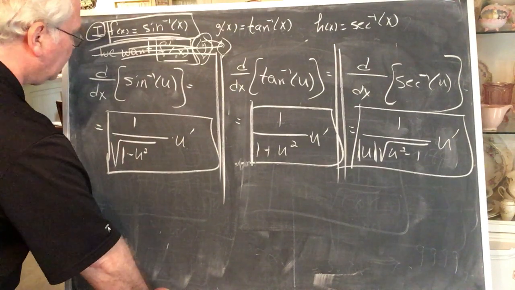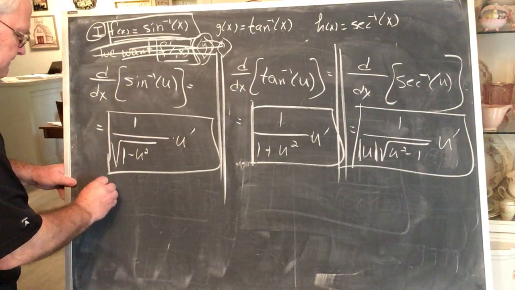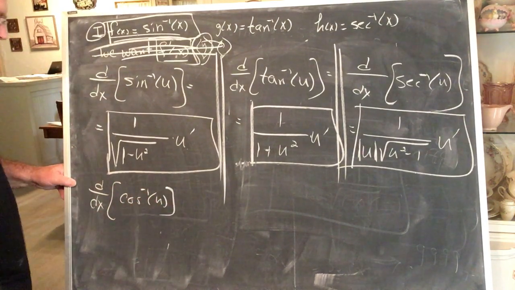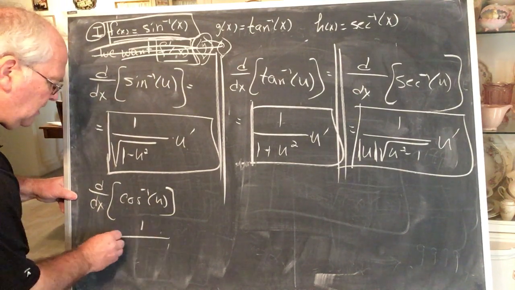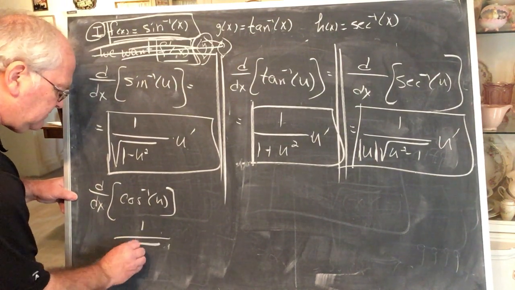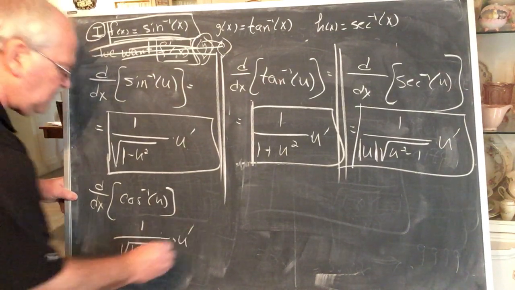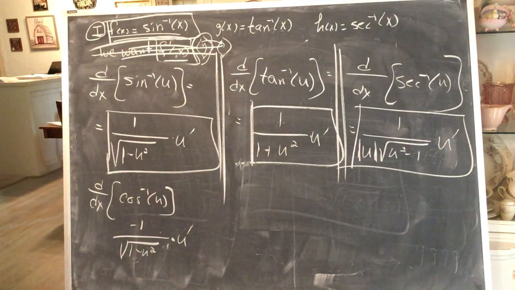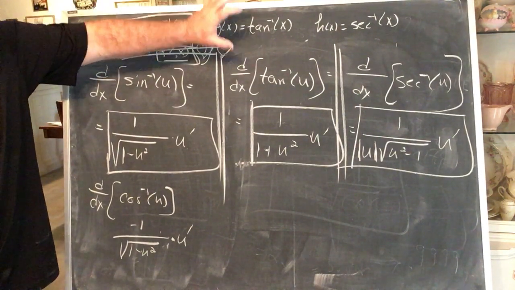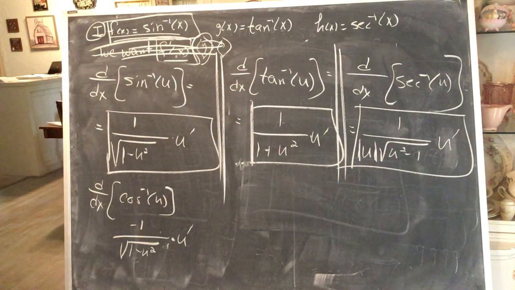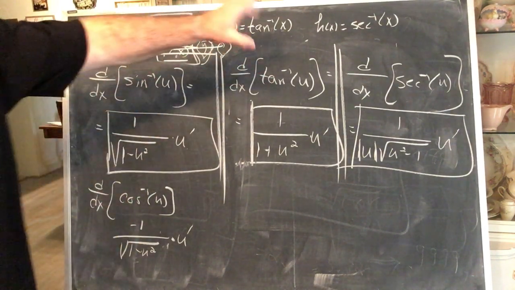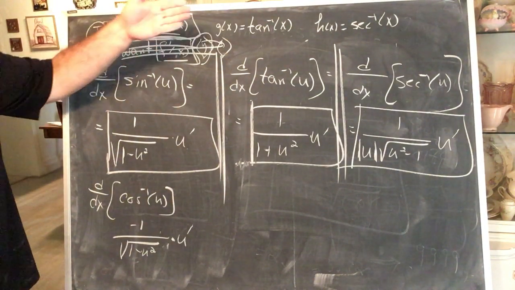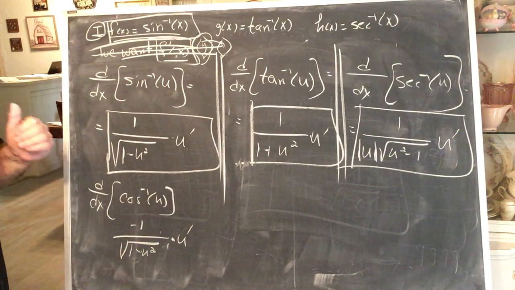And now the last little piece is this. Why am I not discussing cosine inverse? And here's why. The derivative of cosine inverse is precisely the same as the derivative of sine inverse, except it's negative. The derivative of cotangent inverse is precisely the same as the derivative of tangent inverse, except it's negative. And cosecant and secant have the same relationship. So if you know the values for sine, tangent, and secant, you get the values for cosine, cotangent, and cosecant for free.